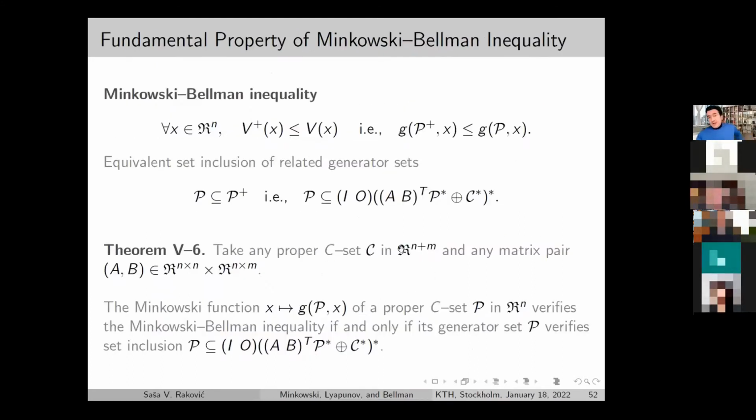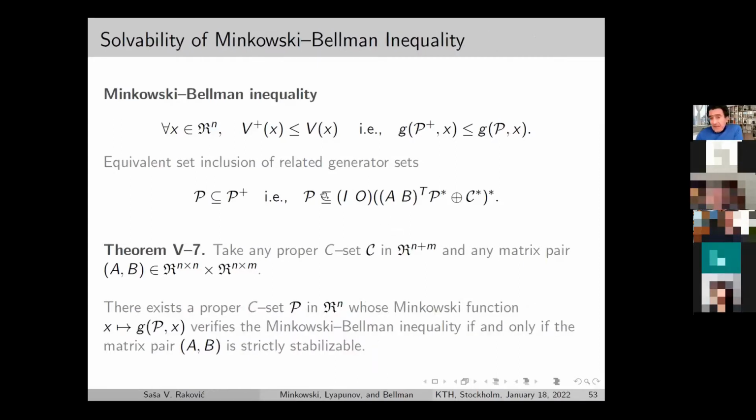Now, if you look at the Minkowski-Bellman inequality, we're going to ask g of p plus x less or equal g of px. But because we have explicit form for a p star, and because comparison of Minkowski function reverses the inclusion, we obtain a closed loop form expression. And this was a new result also within this context. So essentially, Minkowski function x to gp of x of proper C set verifies the Minkowski-Bellman inequality if and only if generator P satisfies this inclusion. Okay, so this is an interesting result in its own right.